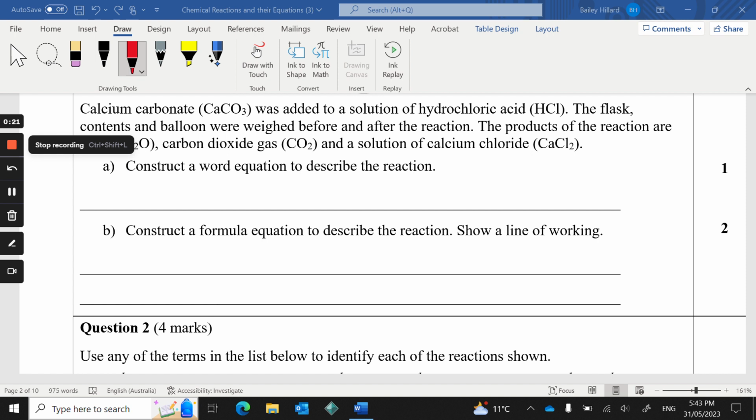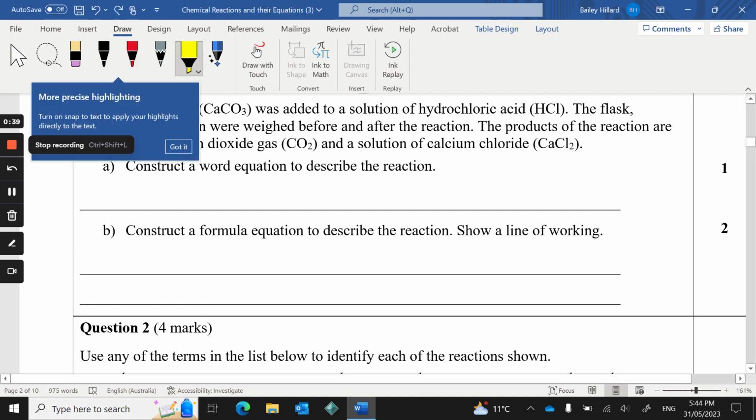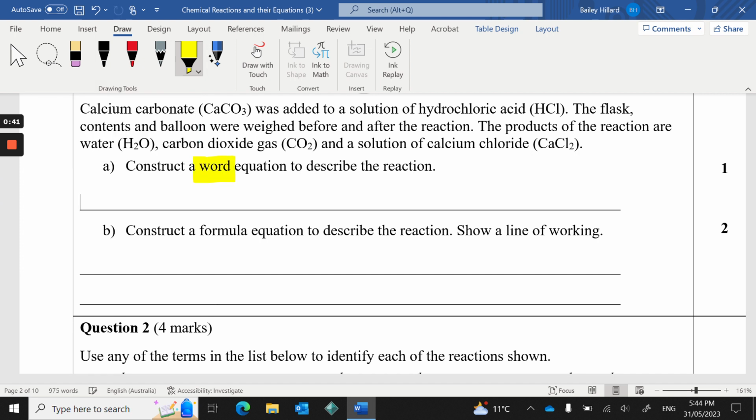Okay, so first we have here calcium carbonate was added to a solution of hydrochloric acid. The flask contents and balloon were weighed before and after the reaction. The products of the reaction are water, carbon dioxide gas, and a solution of calcium chloride. And it says here, which is really important, construct a word equation.